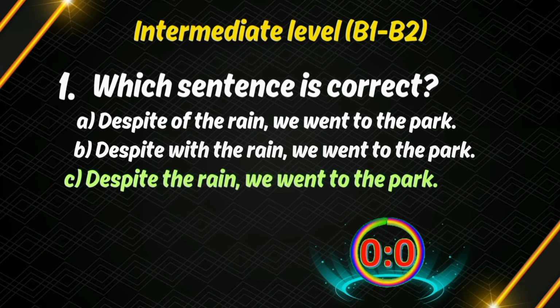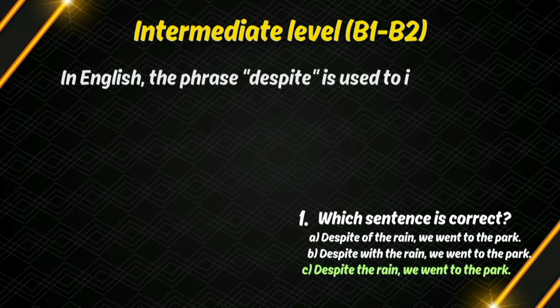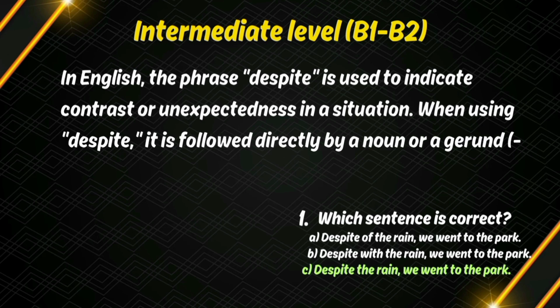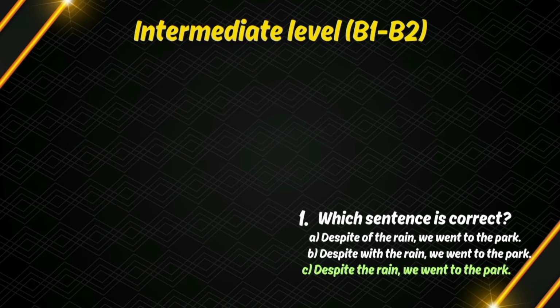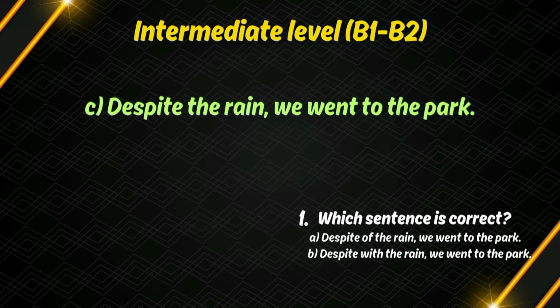The correct sentence is, despite the rain, we went to the park. In English, the phrase despite is used to indicate contrast or unexpectedness in a situation. When using despite, it is followed directly by a noun or a gerund, the -ing form of a verb. Therefore, the correct sentence is despite the rain, we went to the park. This construction highlights that the action of going to the park occurred regardless of the rain.